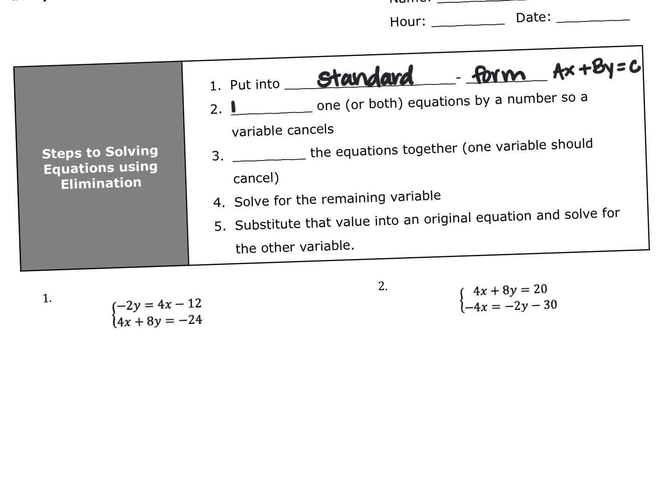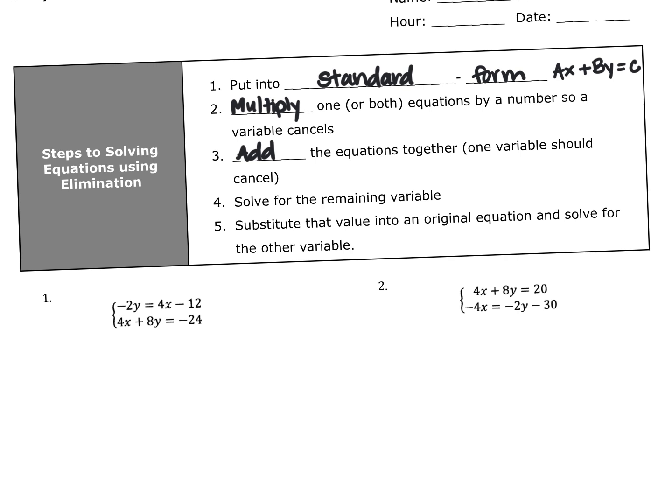The next thing you're going to do is multiply one or both equations by a number so a variable cancels. So you want to get rid of one variable. Then you're going to add the equations together, and when you do this, one of the variables should be gone. So either your x or your y, you're going to have a positive of one and a negative of the other, and they're going to cancel each other out. And then you're going to solve for the remaining variable.